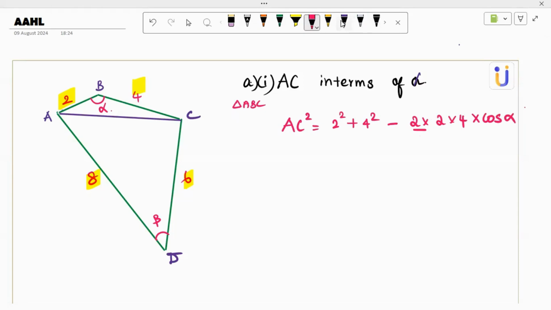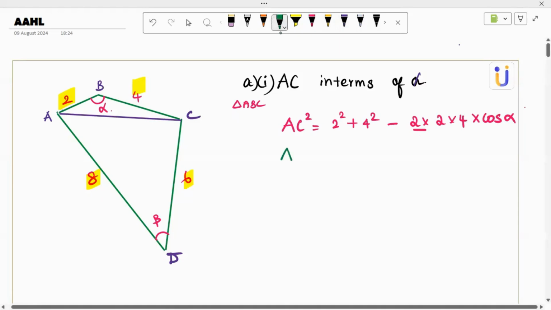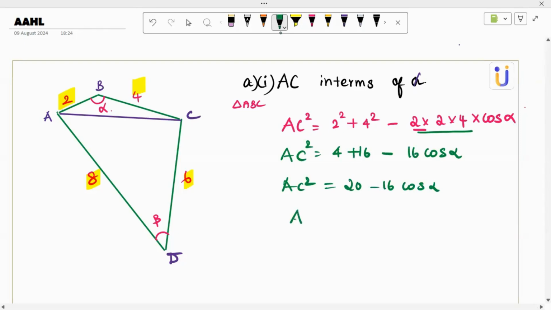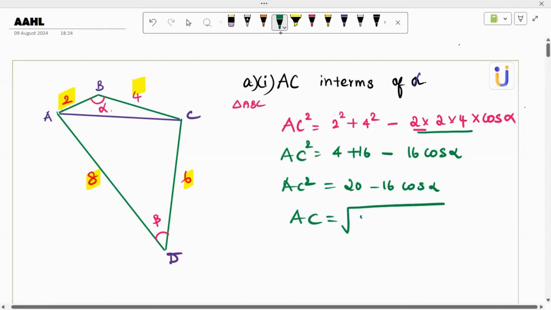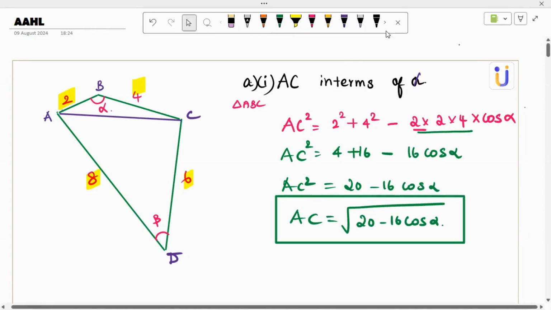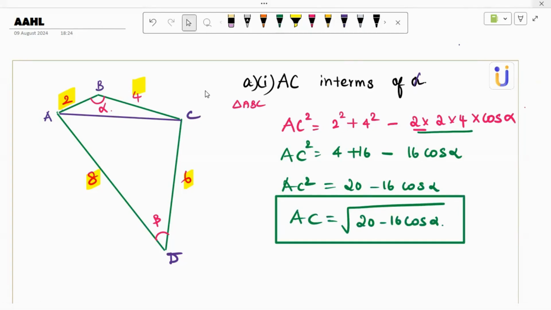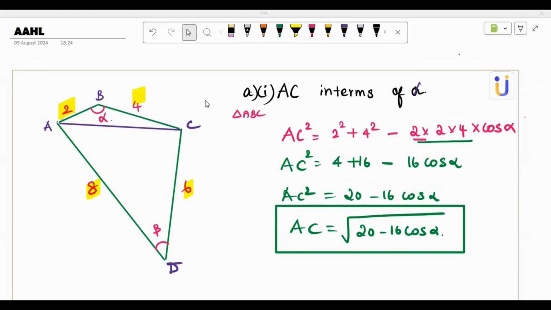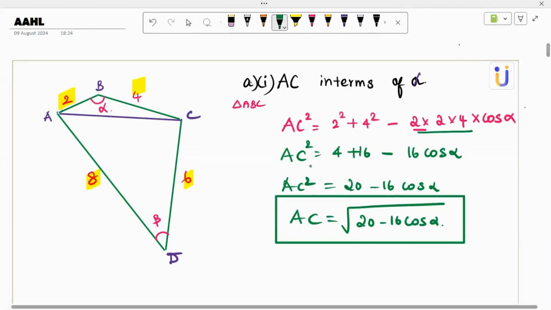So AC in terms of alpha, let's go. AC square is equal to 2 square is 4 and 4 square is 16, and you multiply these, you will get 16 again, cos alpha. And it's 20 minus 16 cos alpha. So AC is equal to the square root of 20 minus 16 cos alpha. I ignored the plus or minus, I took only the plus part. Right? So this is AC in terms of alpha.